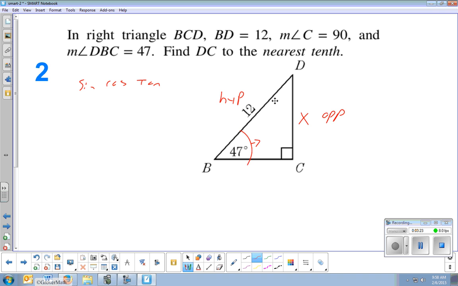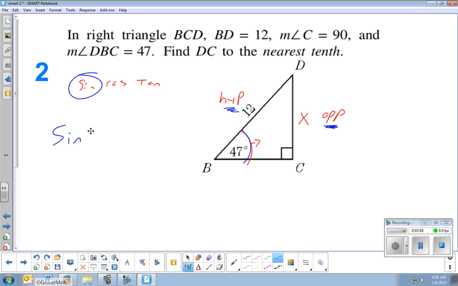Now, the hypotenuse is the hypotenuse no matter what. But the legs of the right triangle are either going to be opposite or adjacent depending on what angle you're using for perspective. If I'm talking about this angle over here, D, then this side would be adjacent. But because I'm working with the angle I have, B, 47, it's opposite, because it's across the triangle. So I'm working with opposite and hypotenuse. That means I'm working with sine. So you first determine the function, and I just figured out it's sine.